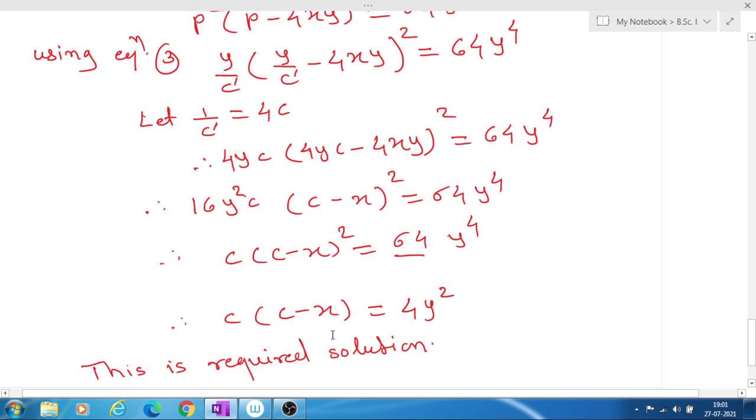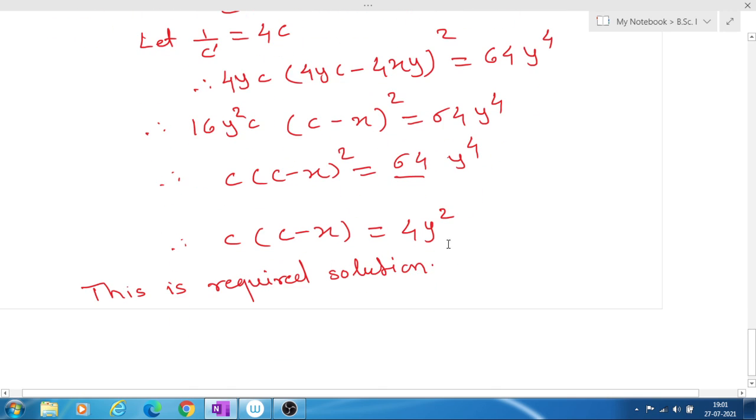Now substituting this value in our given equation, we get this relation. So simplifying some terms, we get the required solution as c into bracket c minus x is equal to 4 into y square. This is how we can solve the given equation. So we stop here.